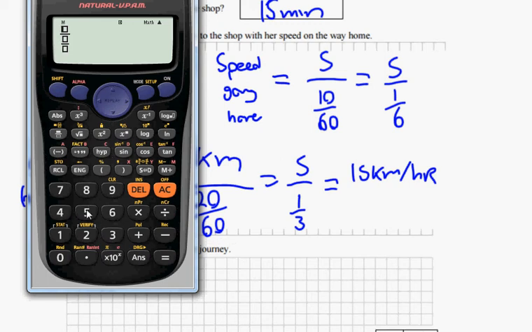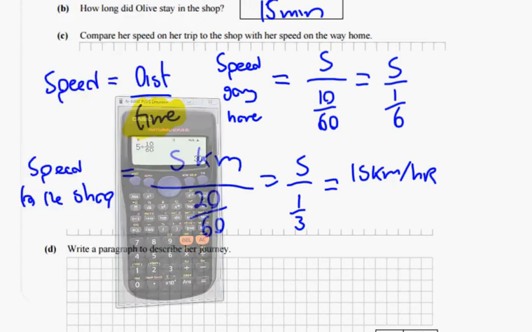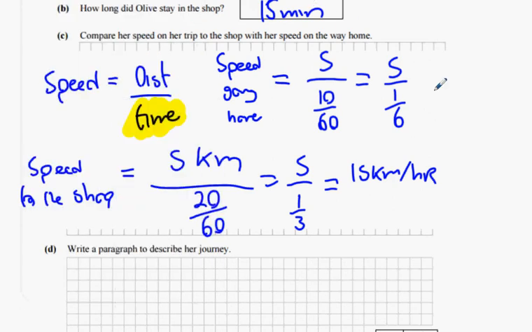Okay, so it's going to be 5 divided by 10. Oh, wait a second. 10 over 60, which is 30. The best way I advise you do is 5 divided by 10 over 60, which gives you 30 kilometers an hour. Alright, 15 kilometers an hour, 30 kilometers an hour.